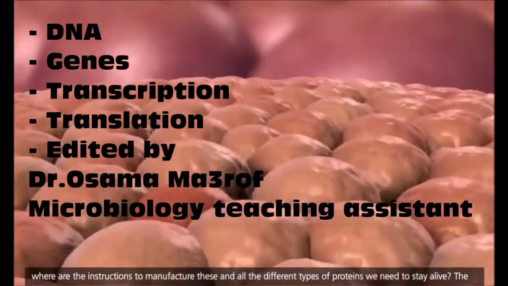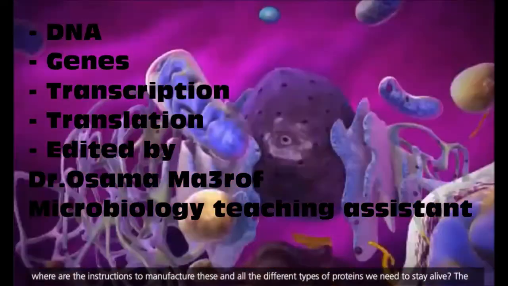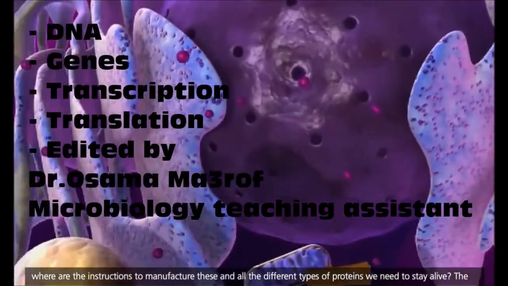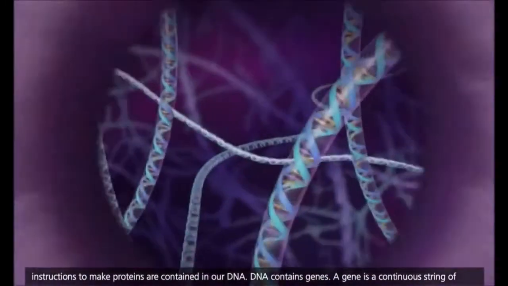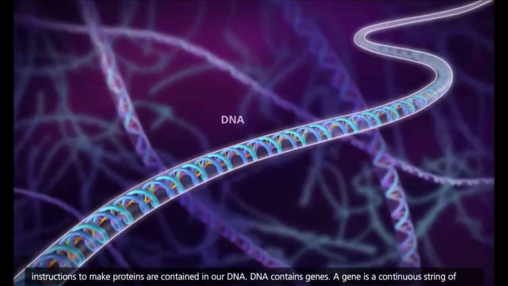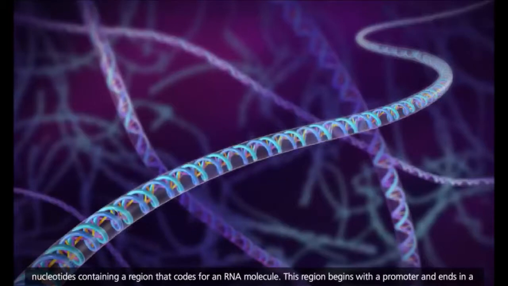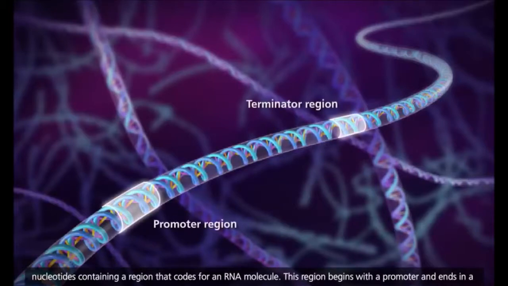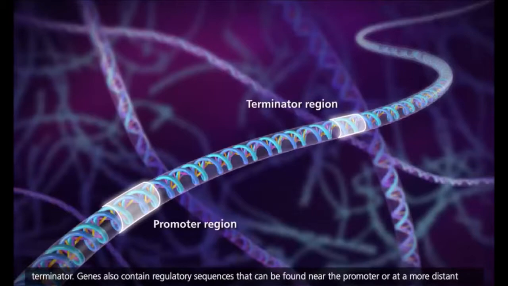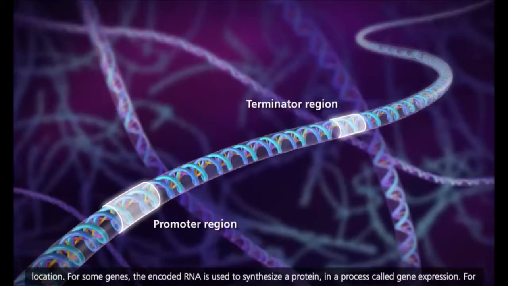And where are the instructions to manufacture these and all the different types of proteins we need to stay alive? The instructions to make proteins are contained in our DNA. DNA contains genes. A gene is a continuous string of nucleotides containing a region that codes for an RNA molecule. This region begins with a promoter and ends in a terminator. Genes also contain regulatory sequences that can be found near the promoter or at a more distant location.